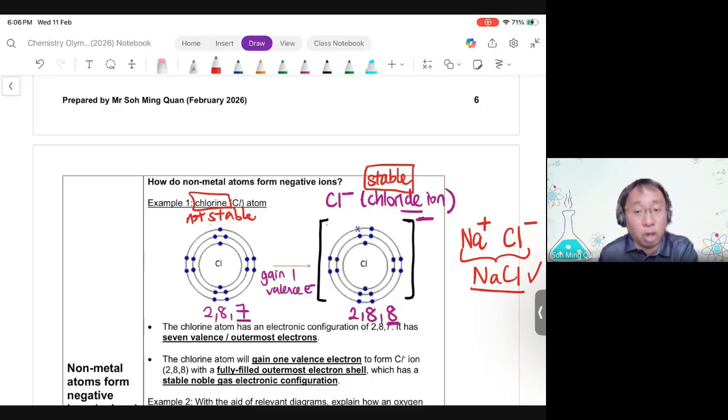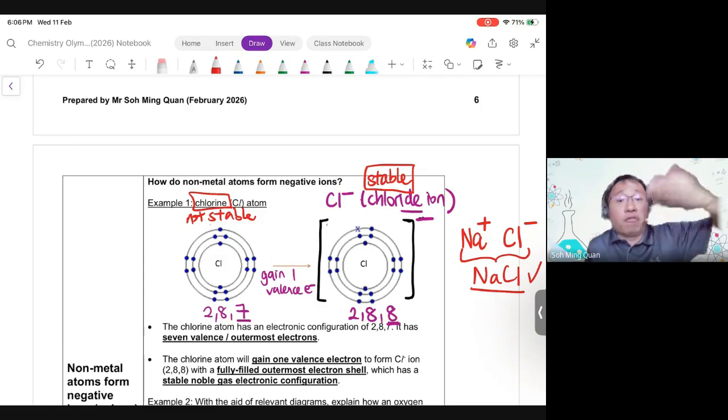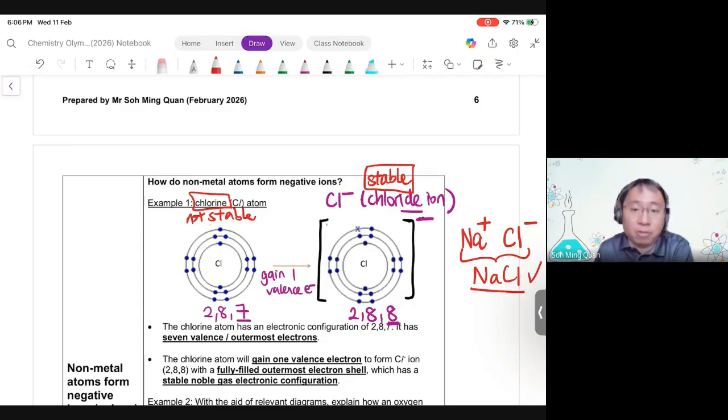Sodium metal is not stable. It's not stable because it's 2,8,1. So sodium metal is not stable. What happens is sodium will react to form compounds like sodium chloride. So what you are eating in the steamboat is sodium chloride, which contains Na+ ions and Cl- ions.